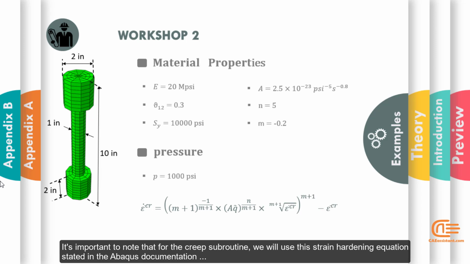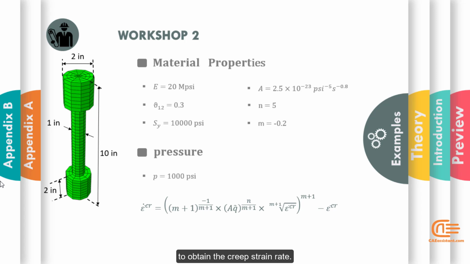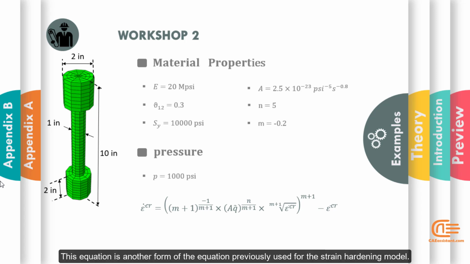It's important to note that for the creep subroutine, we will use these strain hardening equations stated in the Abaqus documentation to obtain the creep strain rate. This equation is another form of the equation previously used for the strain hardening model. Before starting the simulation in the software, let's see how the creep subroutine operates.